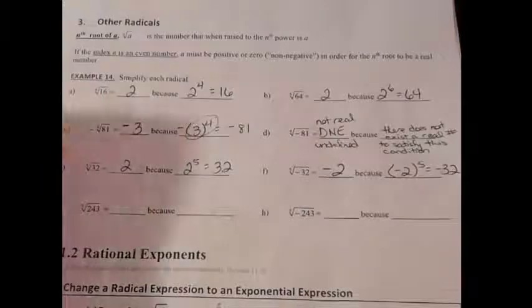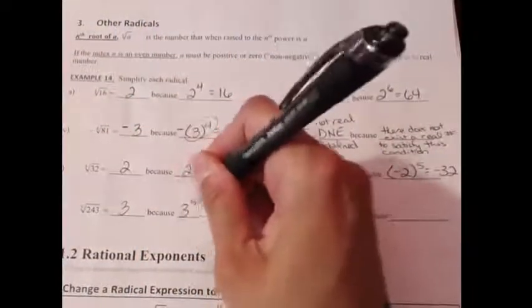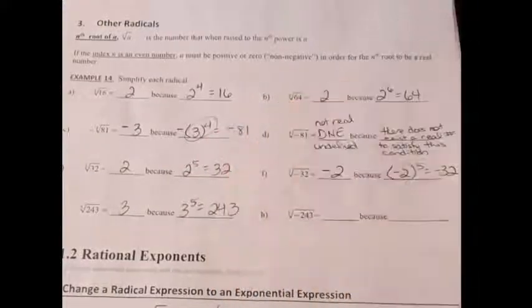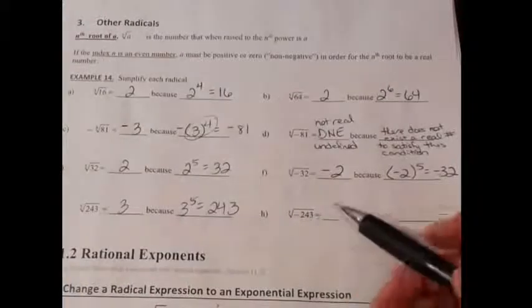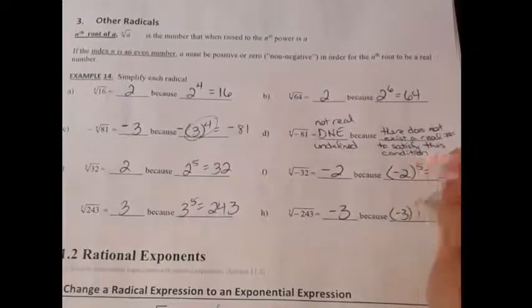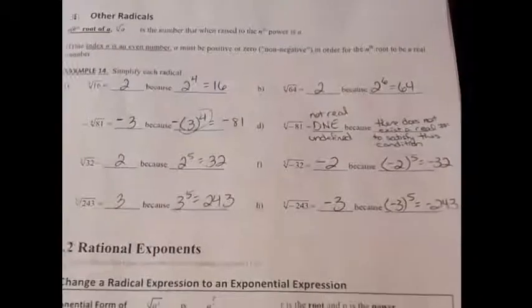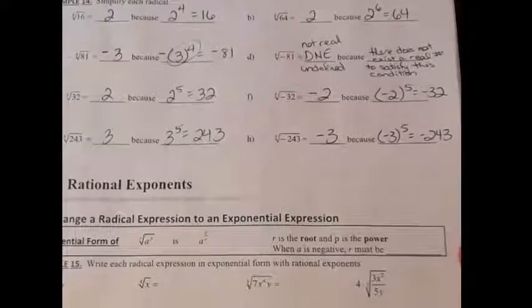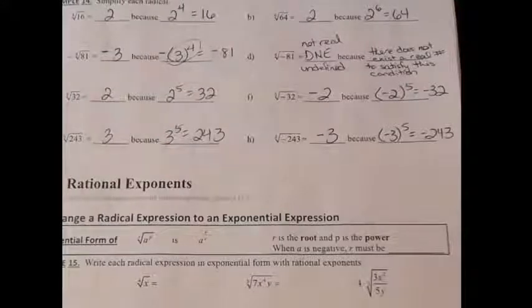When we punch that in, we see that we get 3. And that is because 3 to the 5th is 243. And then same idea here, because we're taking the fifth root of a negative number, we will get a negative result. And that is because negative 3 to the 5th is negative 243. So just some things to think about as you progress through these problems. Keep in mind, with an odd root, you can have a negative radicand, but with an even root, you cannot have a negative radicand.